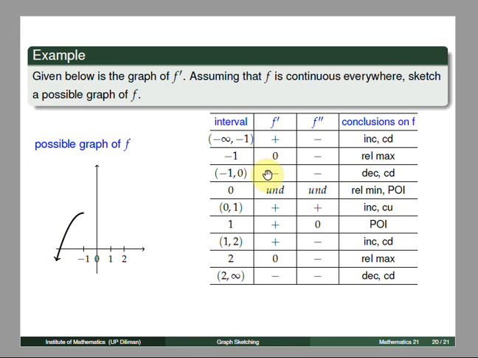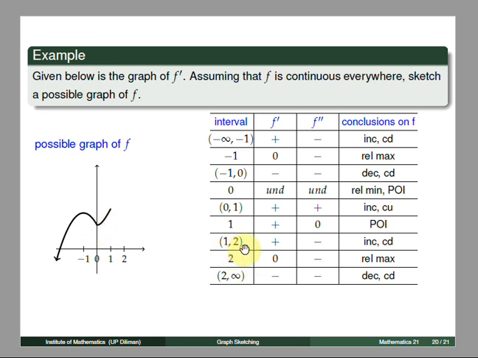Nice. The next interval is from -1 to 0. So we should be decreasing and concave down. So decreasing after -1, concave down. So we get this part. Great. And then next one we have 0 to 1. We need to be increasing and concave up. From 0 to 1, increasing, so going up, and then concave up. So we have this kind of part of the graph.